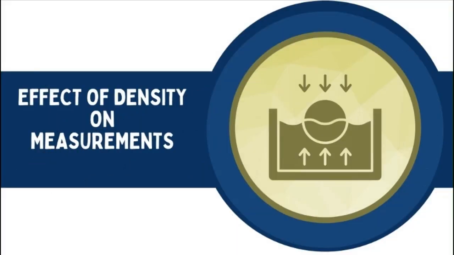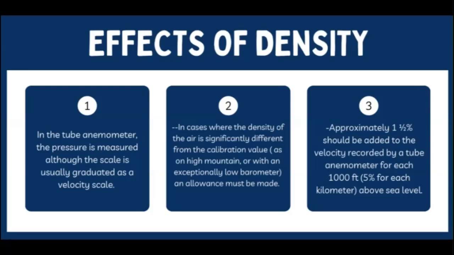Let's proceed to the effect of density on measurements. In the tube anemometer, the pressure is measured, although the scale is usually graduated as a velocity scale. In cases where the density of the air is significantly different from the calibration value, as on a high mountain or with an exceptionally low barometer, an allowance must be made. Approximately 1.5% should be added to the velocity recorded by a tube anemometer for each 1,000 feet, or 5% for each kilometer above sea level.